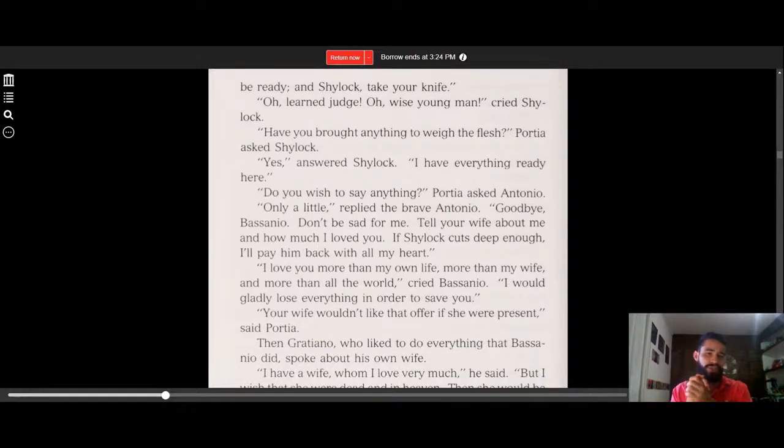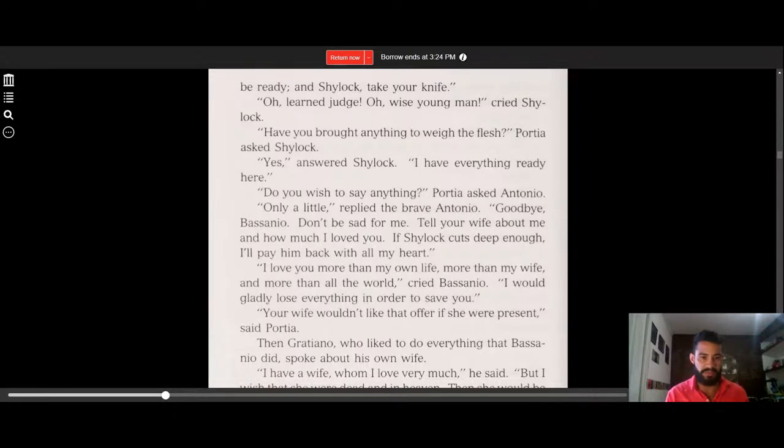"Oh, learned judge. Oh, learned judge. Oh, wise young man," cried Shylock. "Have you brought anything to weigh the flesh?" Portia asked Shylock. "Yes," answered Shylock. "I have everything ready here." "Do you wish to say anything?" Portia asked Antonio. "Only a little," replied the brave Antonio.